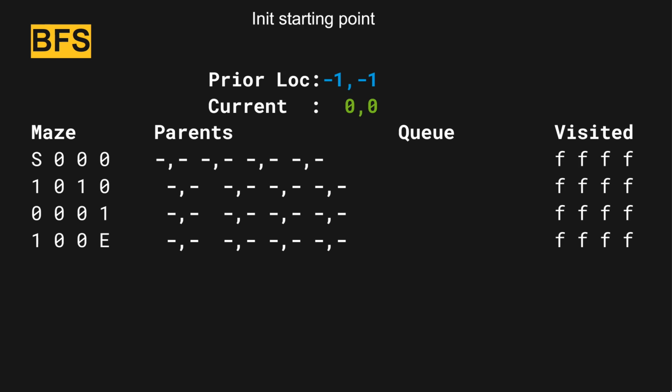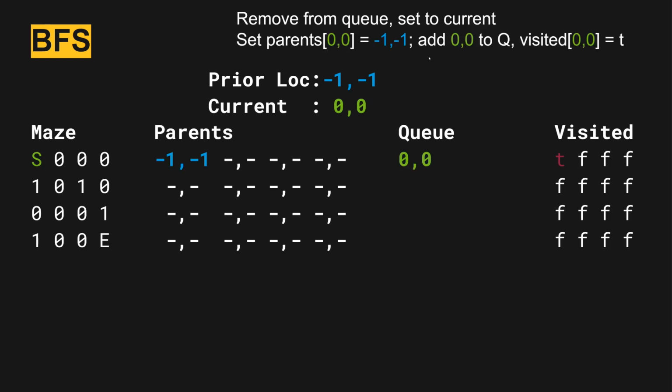The first thing this process should do is initialize the various variables. So we are going to start from the current of 0, 0. The prior location of 0, 0 is -1, -1. And we will add -1, -1 to the matrix for where we came from at 0, 0, and then add 0, 0 to the queue, and then mark visited 0, 0 as true.